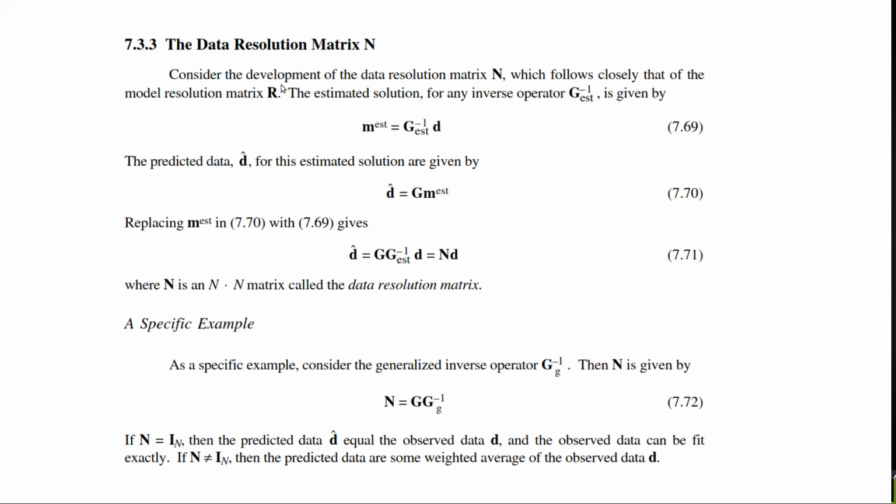Okay. Then the data resolution matrix. In this case, it goes by the same thing as R. So we have the estimated solution given by the estimated inverse operator. We have these model estimates, and this is the inverse operator, and this is the actual observed data. Then we can predict the data by G, using this estimated model based on this estimated inverse.